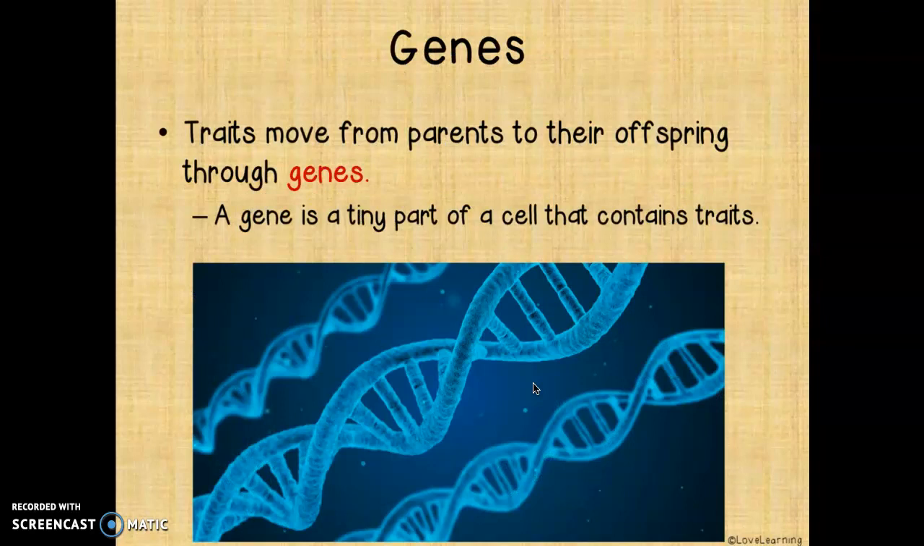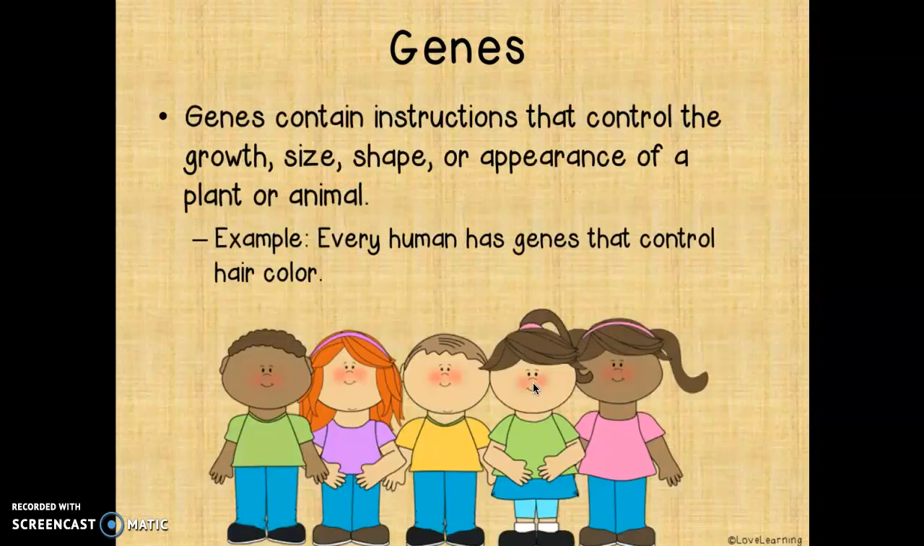And so what I want you to do is go back into your mind and remember all the conversations we had about cells and where DNA is found. I know somebody out there knows where DNA is found in the cell. Traits move from parents to their offspring through genes. A gene, and I hope we can stop and take some notes on this, y'all, is a tiny part of a cell that contains traits.